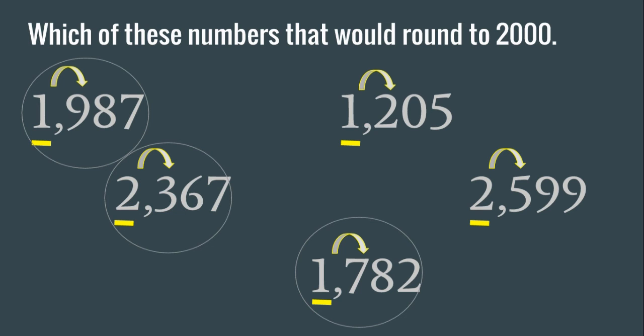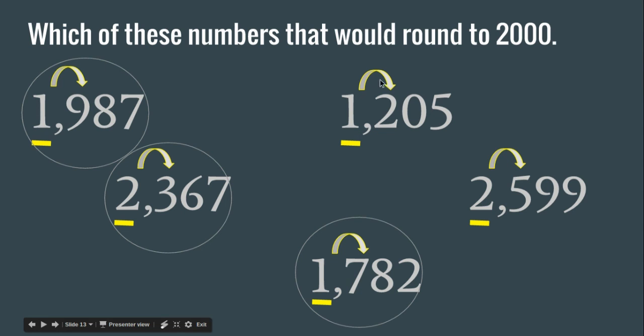We looked at all these numbers. We're going to figure out that we're going to the thousand spot. We're looking next door. So when we look at the first one, we look next door, we have a 9, so we know it's going to go up to a 2, so that one is correct. This one, we look next door and it's a 3, so it's going to stay the same, which also stays a 2 and makes 2,000, so that one's correct.